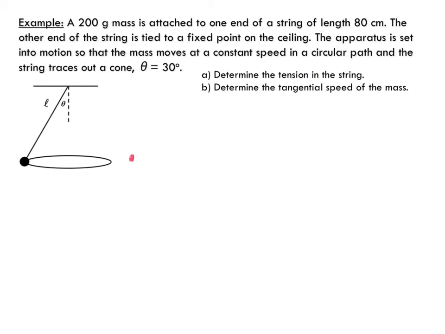I know that the force of gravity is acting downward. I have a tension acting upwards. And we have our angle that is created with the vertical here. So this piece will be T cosine theta, T sine theta, and mg.